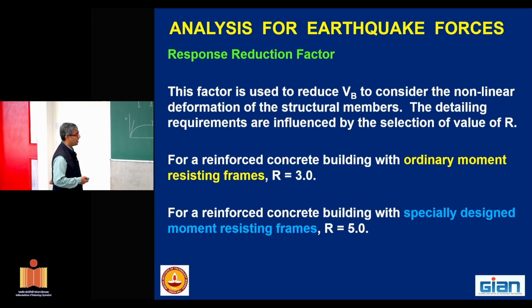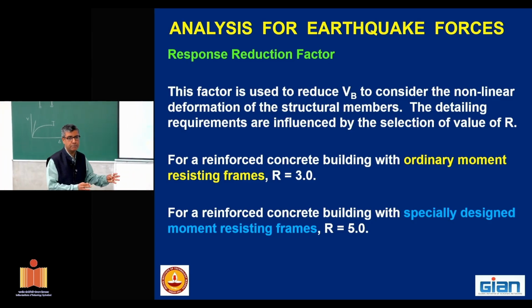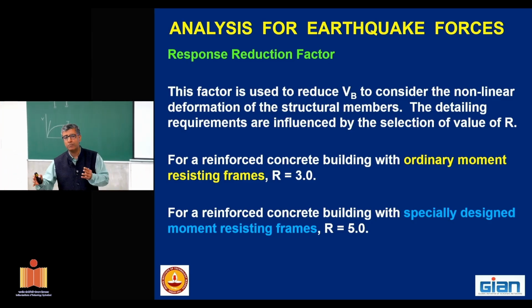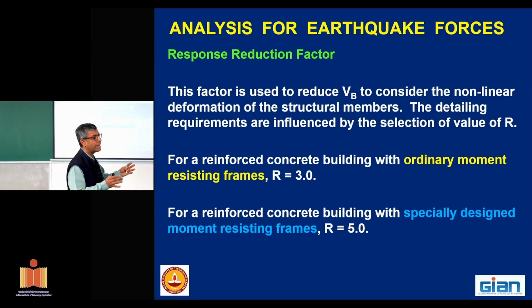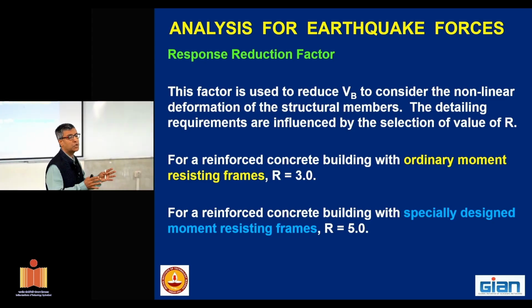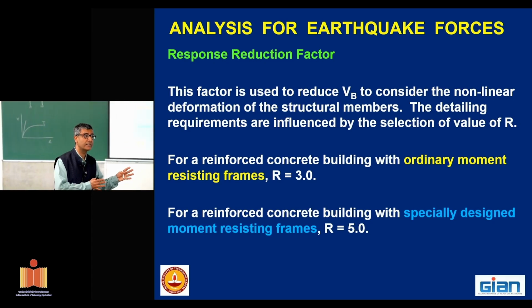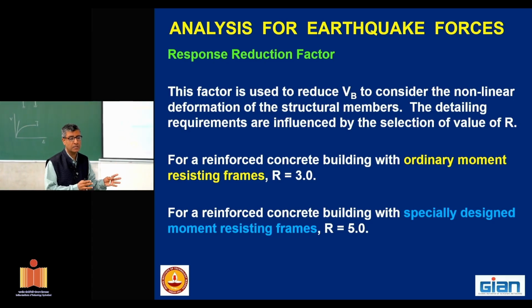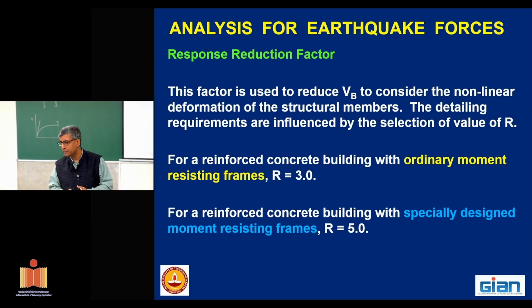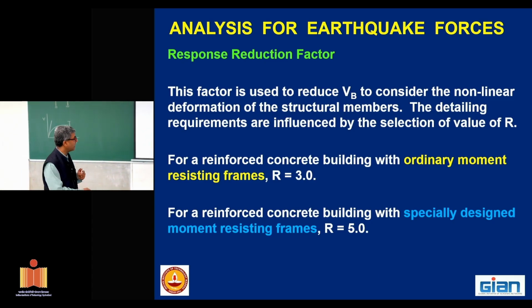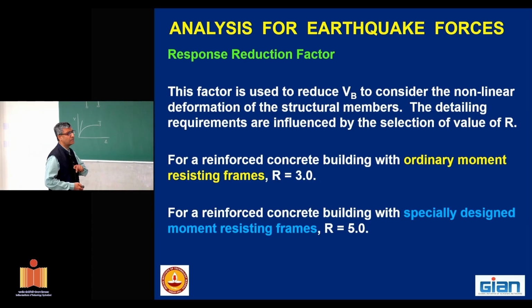Coming back to the R value, we broadly classify the concrete buildings into two groups. One is called the ordinary moment resisting frame, where we are at least satisfying the requirements of the gravity load design, IS 456. Even IS 456 has a minimum ductility requirement. Please note, we always have to design as under-reinforced. For that type of design, R should be 3. That is the conservative value.